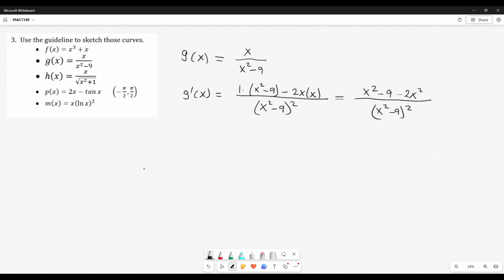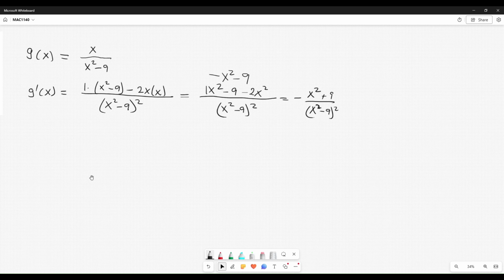Okay, when you combine later, it's obvious that we have minus x squared plus 9 over x squared minus 9 squared. Because actually 1 minus 2 is negative 1. Actually, we have minus x squared minus 9. By factorization, this negative goes outside. Okay, nice.